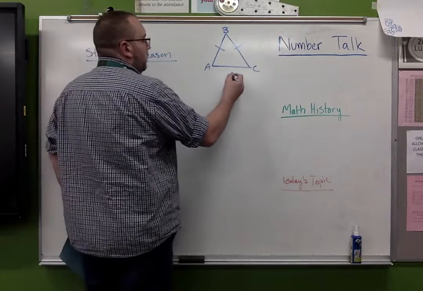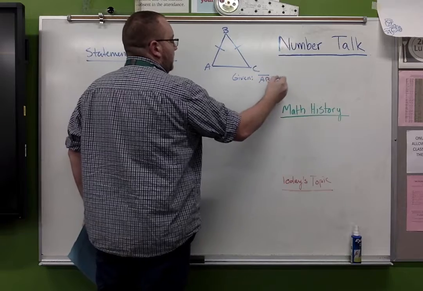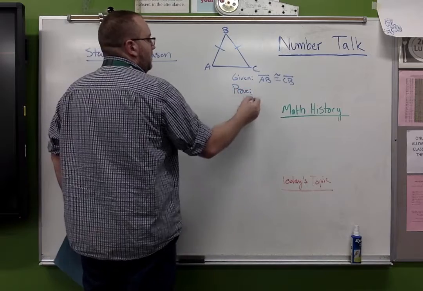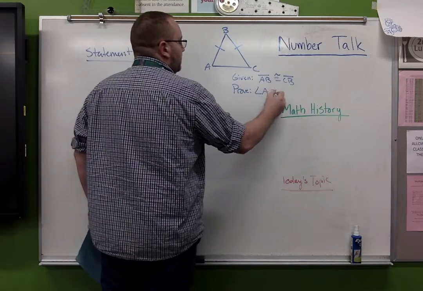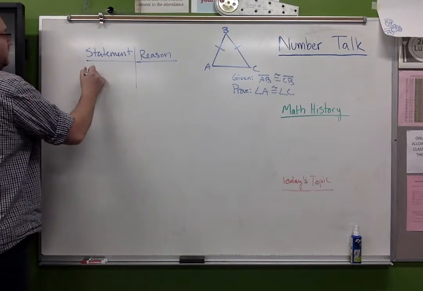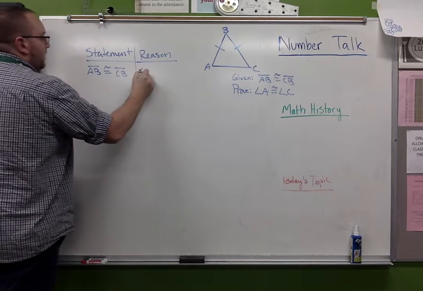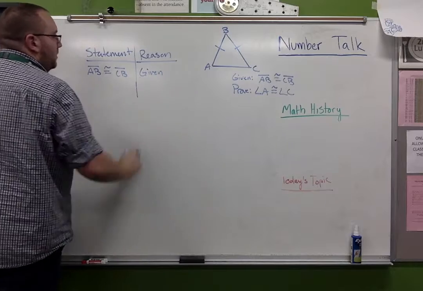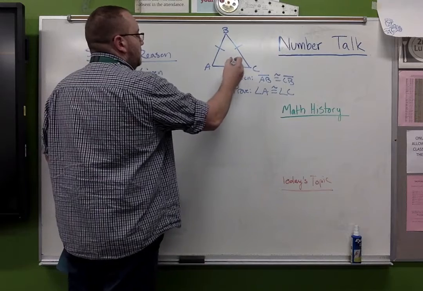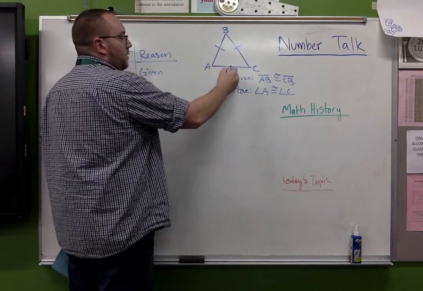So basically, we're given that side AB is congruent to side CB, and we want to prove that angle A is congruent to angle C. Right? Well, so let's write down our given. So side AB is congruent to side CB, and that's given to us. First thing we're going to want to do is make a midpoint on the line AC, and call it point D.